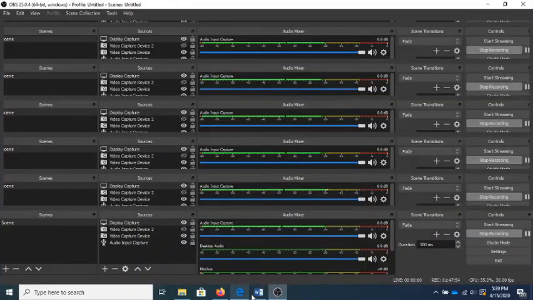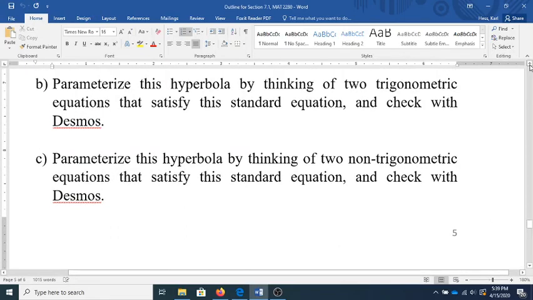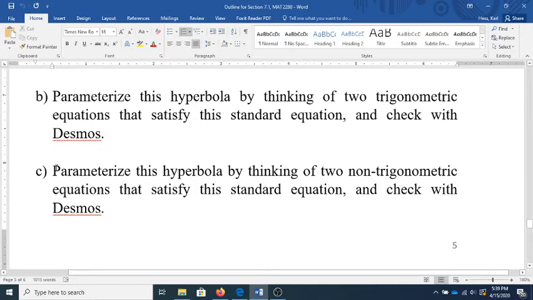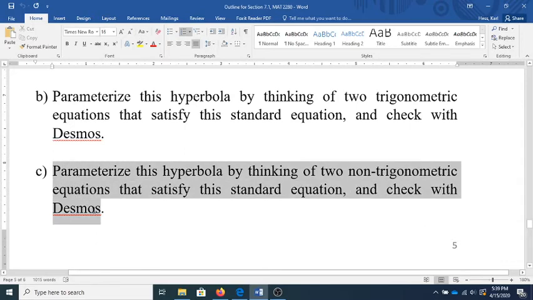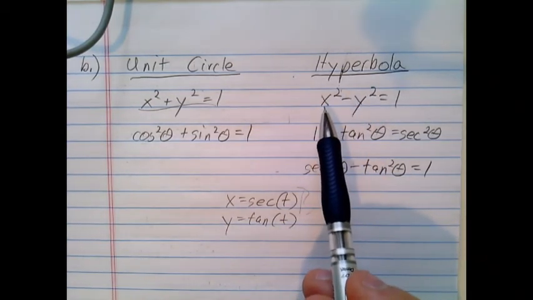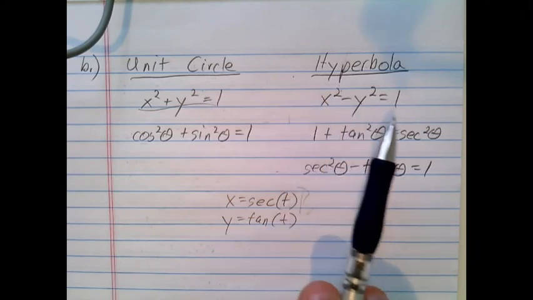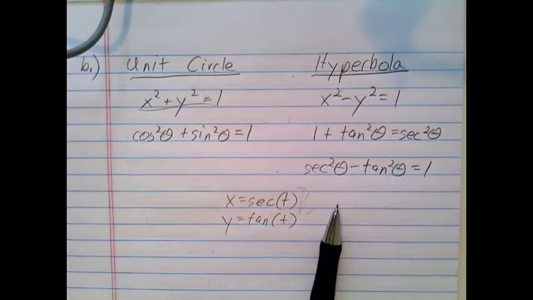Well, let's go back to our outline. Ooh, now this is interesting. We parameterized our hyperbola by thinking of two trigonometric equations, but now in part C it's saying parameterize this hyperbola by thinking of two non-trigonometric equations that satisfy this standard equation. Well, do I know any non-trigonometric functions where one of them squared minus the other one squared is 1? I realize that might not just jump right out at you, but we have talked about two functions that are just like that.